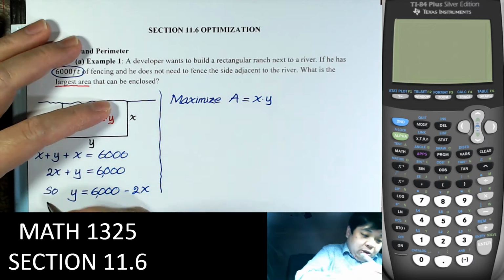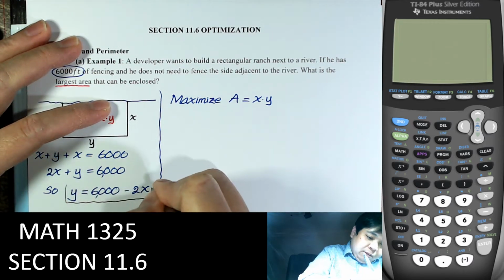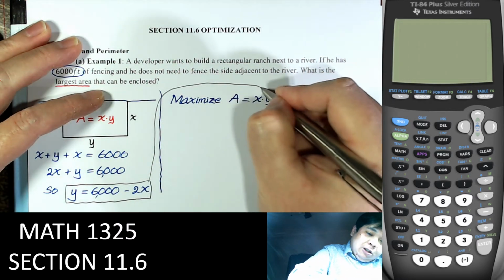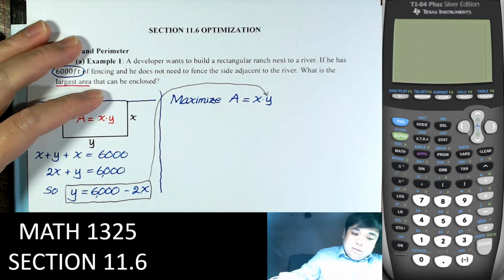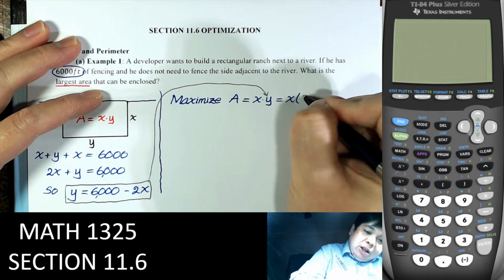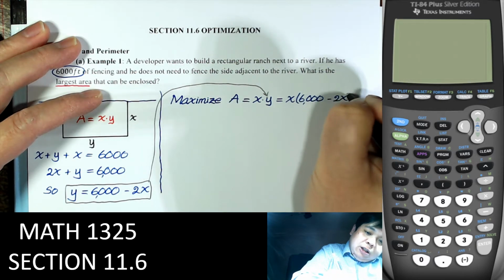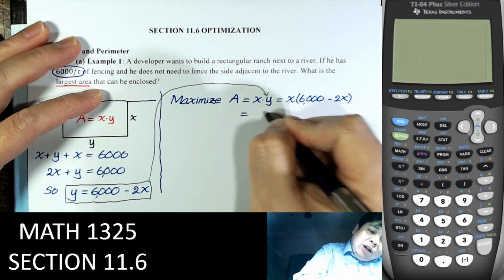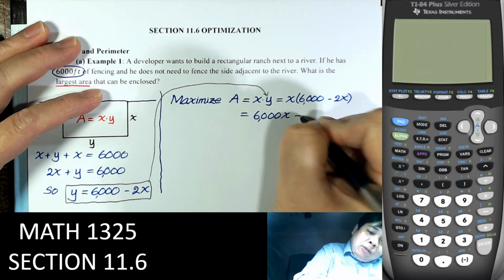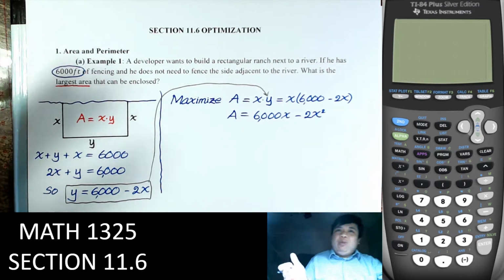And we can substitute this into y. So the area equals x times y, where y is 6,000 minus 2x. So that gives us 6,000x minus 2x squared. Right, so a function of one variable is good.